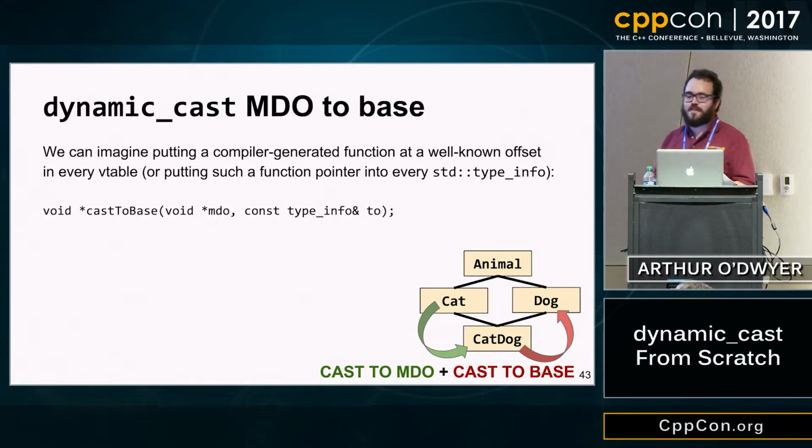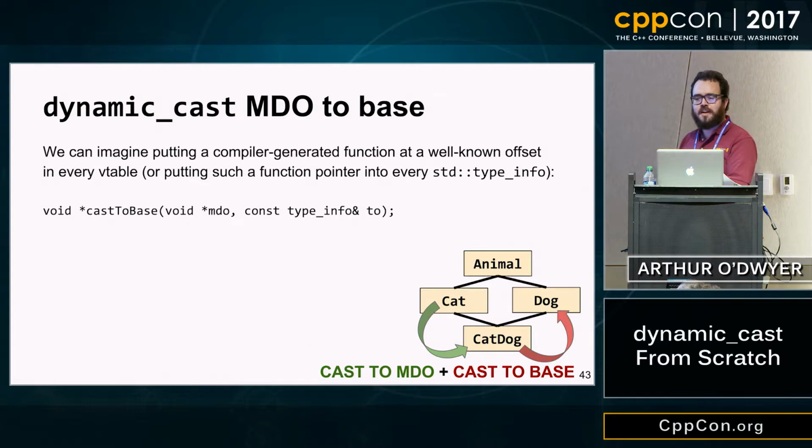This is where I diverge from the Itanium ABI. I say, I just want to solve the problem at hand, which is I have a pointer to a thing, and I have its vptr, I have its vtable, I have its type ID in its vtable, I have some type info about it. I have its RTTI, basically. And I would like to know if it is a dog.